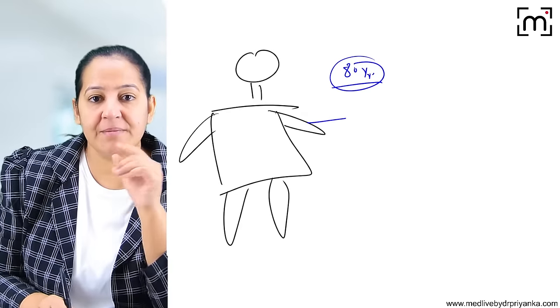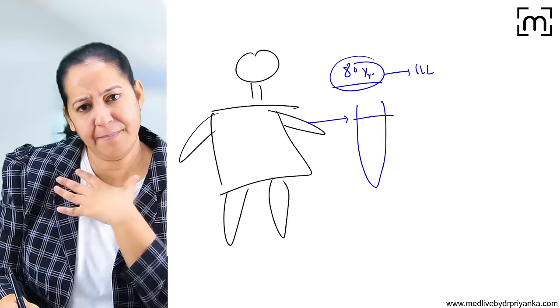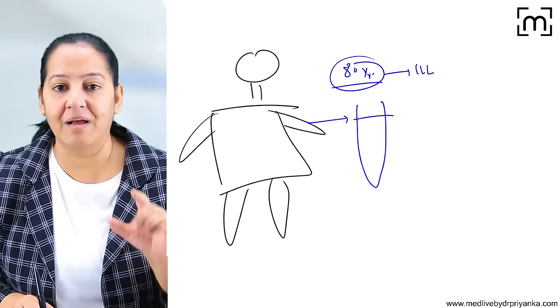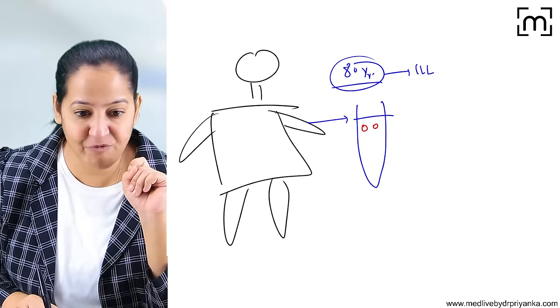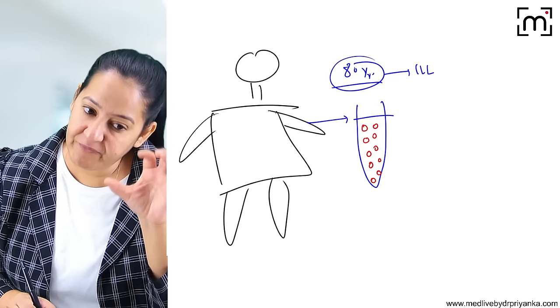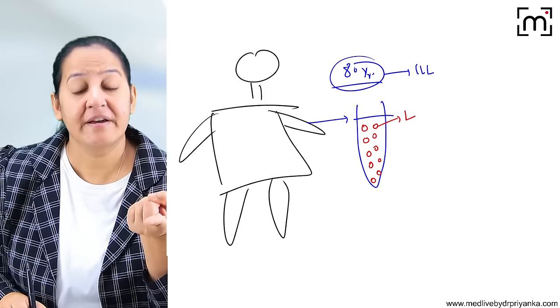So what I will do? Take a peripheral smear. I'm suspecting the patient has CLL. If my suspicion is right, the blood sample contains only one cell. Which cell? Is it lymphoblast? No, it is lymphocyte. Only one cell, the mature lymphocyte which is mutated. So these cells are all mature lymphocytes which are mutated.